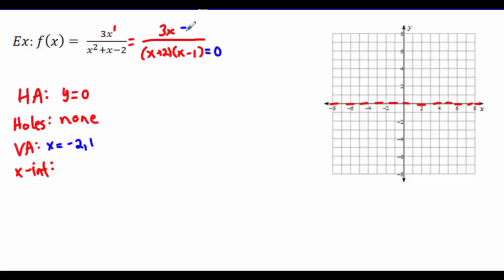Our x-intercepts come from the top of this, where we set it equal to 0. If I do 3x = 0 and divide both sides by 3, I get x = 0. So my vertical asymptotes are at -2 and +1.